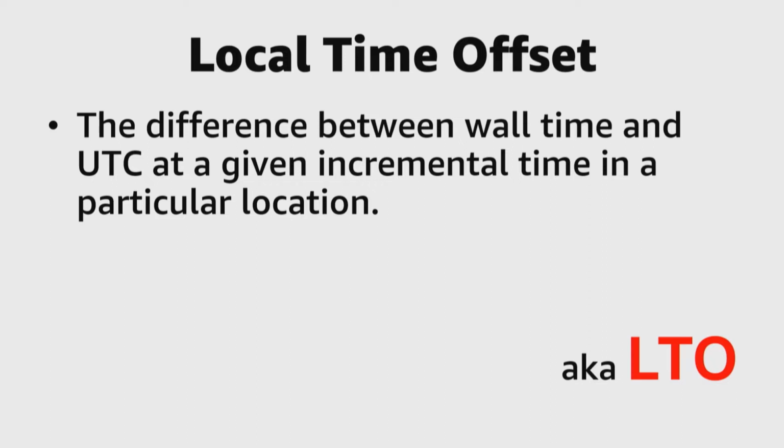All right, so moving on a little bit, one of the things that you need to hear about is local time offset, also known as LTO. That's the difference between wall time and UTC in a given incremental time in a particular location. So at any specific moment in time, you will have an LTO from UTC. If you happen to be on UTC, that will be 0. If you are here right now, you've got about 7 hours difference right now from UTC because we're in daylight savings time.